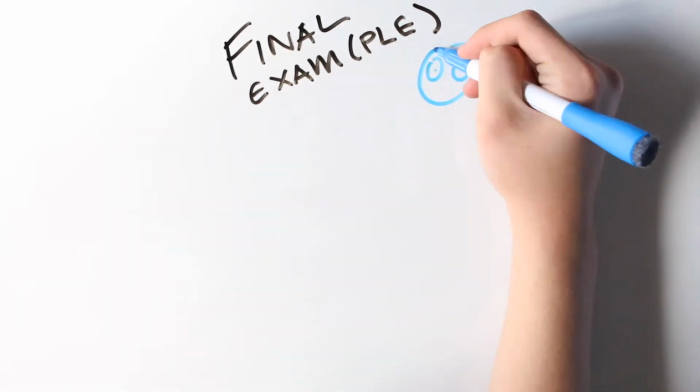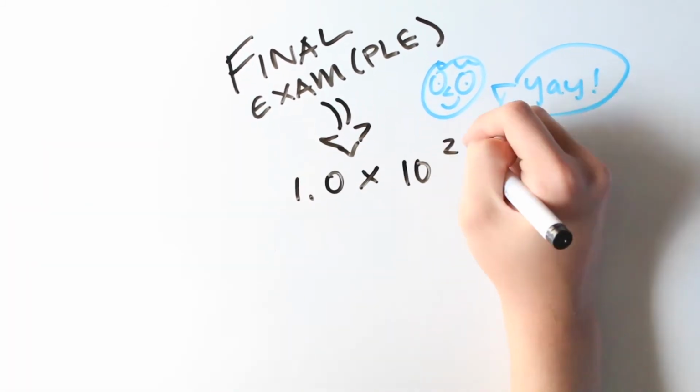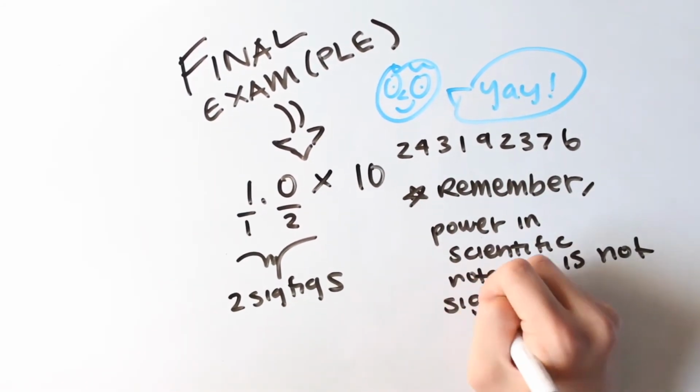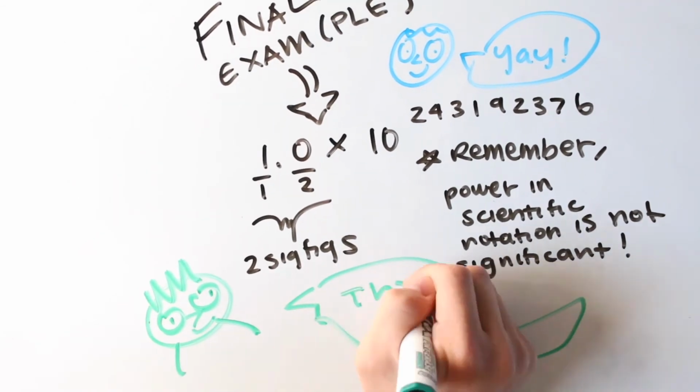Next, take a look at this number in scientific notation. Since it is in scientific notation, only the 1.0 is significant. Therefore, this number has 2 significant figures.